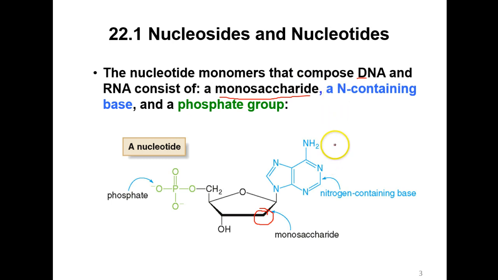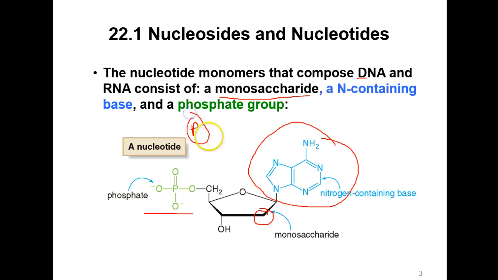Next, a nitrogen-containing base. There are several different ones, actually five. However, four of them are used in each of DNA and RNA: there's one used in RNA that's not used in DNA, and one in DNA that's not used in RNA. And then finally, a phosphate group. So there are always three parts: a phosphate group, which is sometimes shown as a P in a circle, then your sugar, which is attached onto a base.